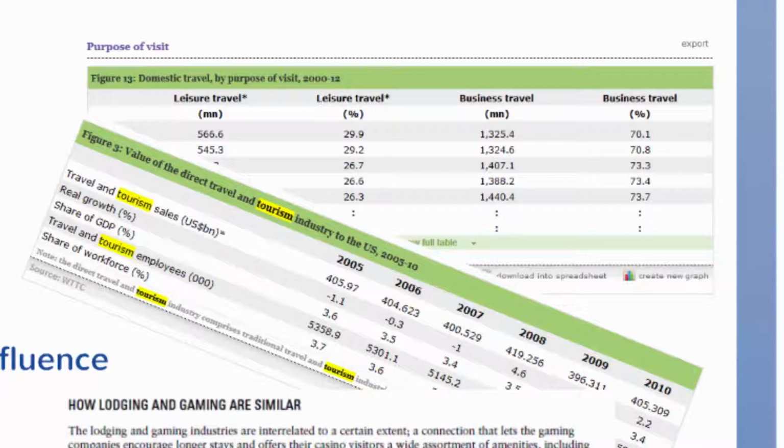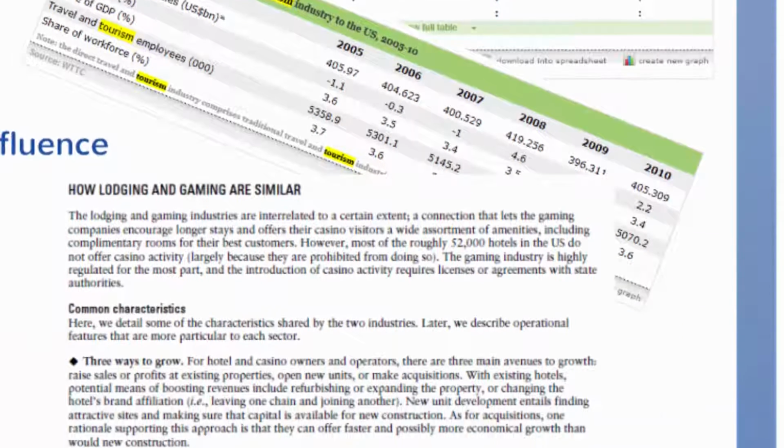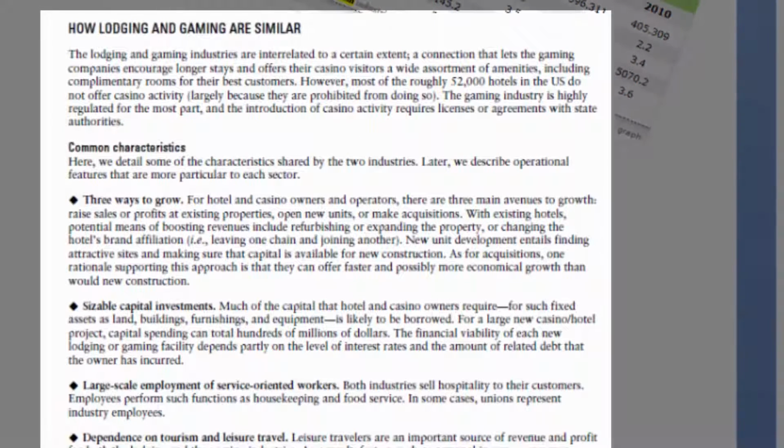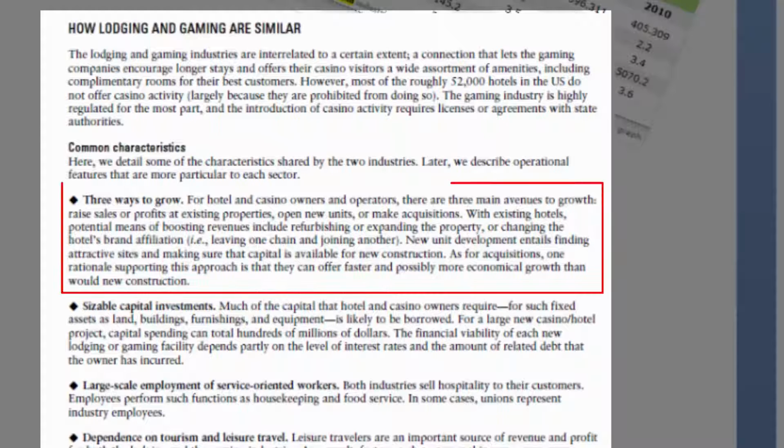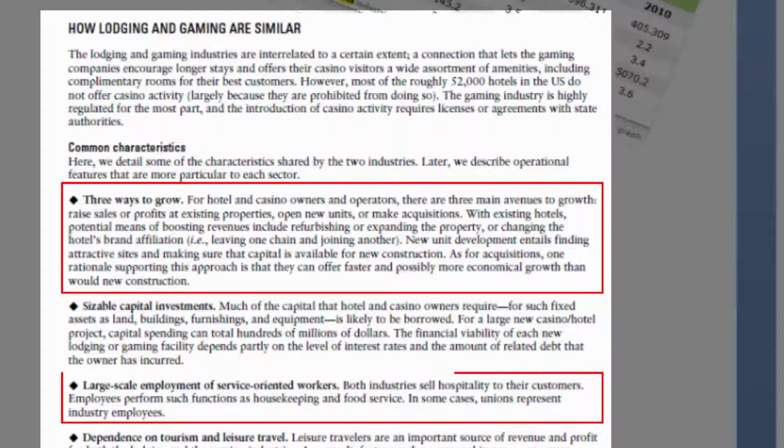Now, the other important factor within an industry overview is the trends. This is just a sample taken from a market report about the key trends in lodging and gaming, and what is affecting one or the other in a different way. It shows that there are a variety of ways to grow, large-scale employment of service-oriented workers, and how supply and demand are being influenced.